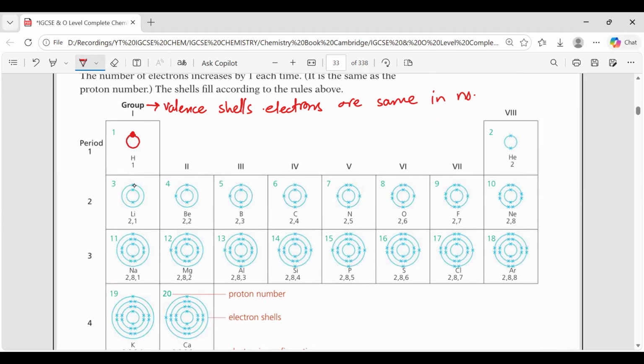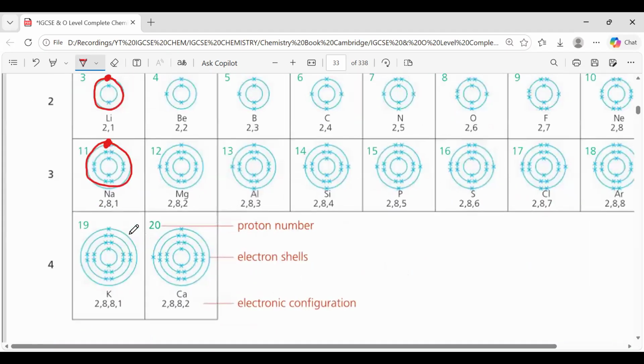Now we see the lithium. What is the outermost shell? The second shell is the outermost shell, and in this it has one electron. In the sodium, this is the last shell, the third shell, and you see there is just one electron. Similarly, if we see potassium, this is the last shell, and in the last shell you have just one electron.